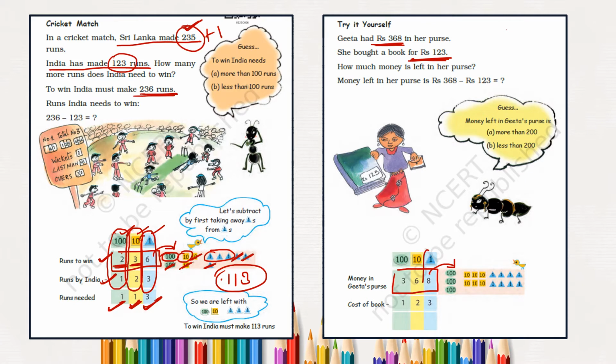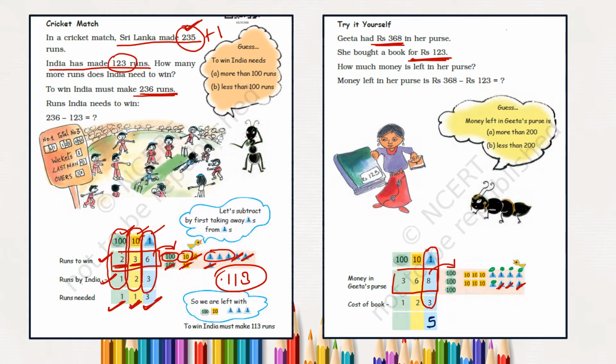Now look at ones first. We always start with ones. Okay. We have 8 ones. We need to subtract 3 from them. 1, 2, 3. How many are we left with? 1, 2, 3, 4 and 5. So we write 5 over here. Okay.